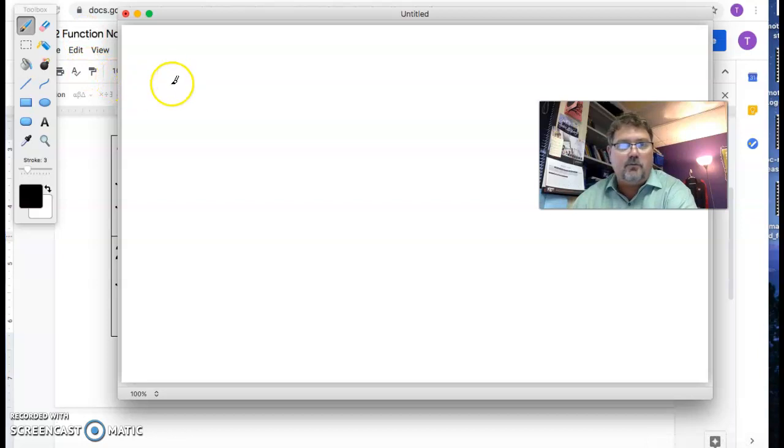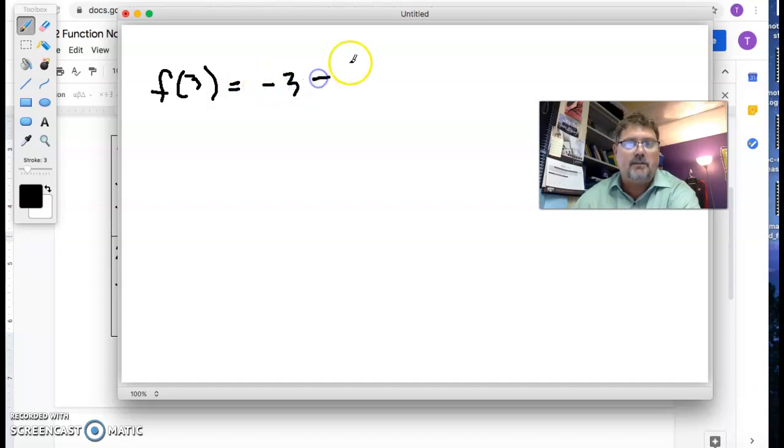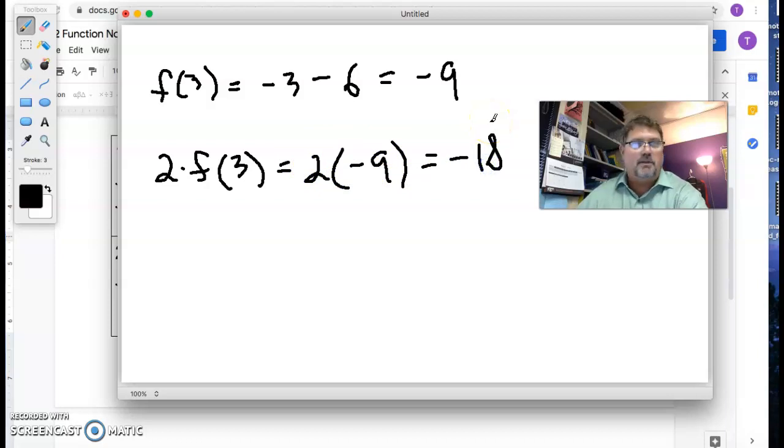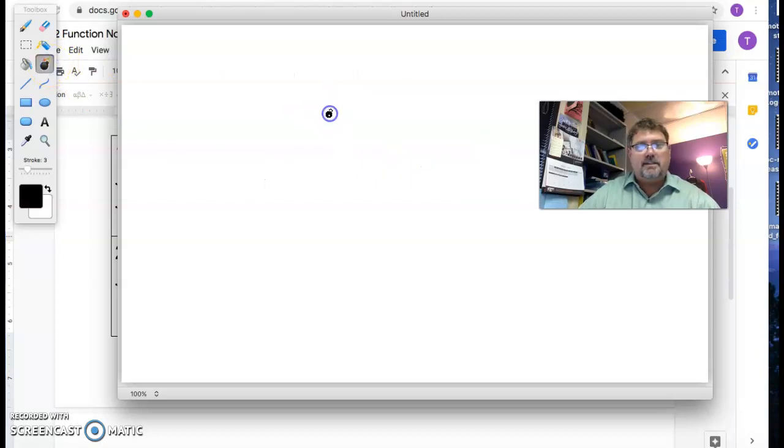First, we want to find out what is f of 3. Oh, that's a terrible 3. I apologize. F of 3 would be, since it's negative x minus 6, we'd have negative 3 minus 6, which is negative 9, right? So 2 times f of 3 is simply 2 times negative 9, which is negative 18. So that's how that one works. Let me go ahead and clear this, and we'll get to the next one. Let me remember that the answer is negative 18. I'll put that in the notes.